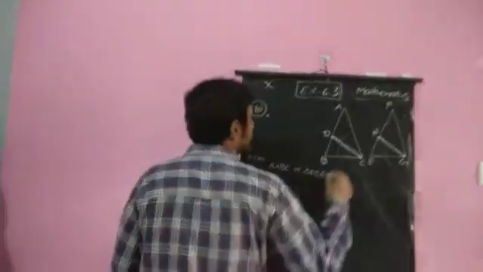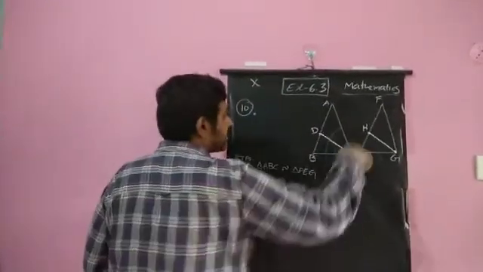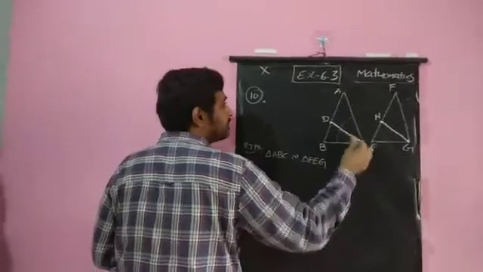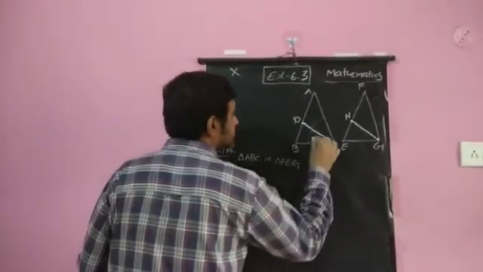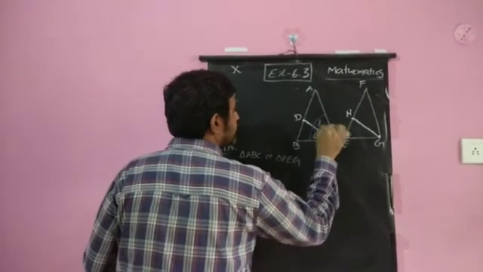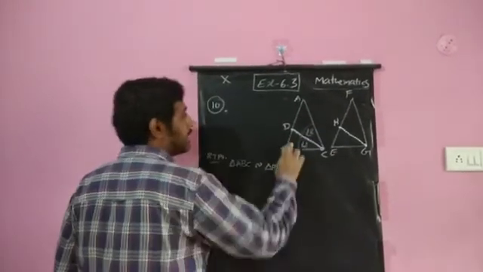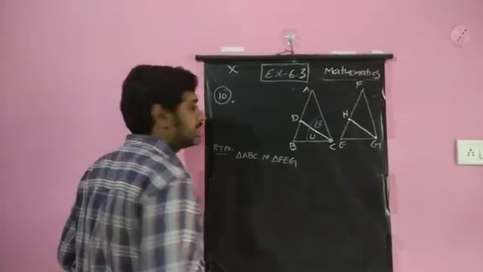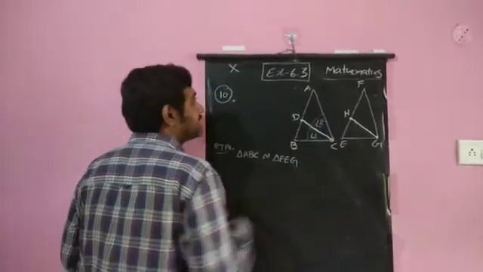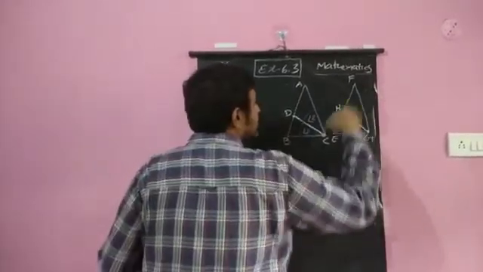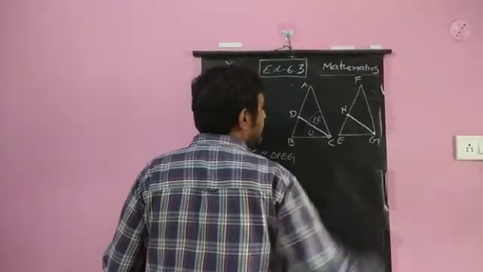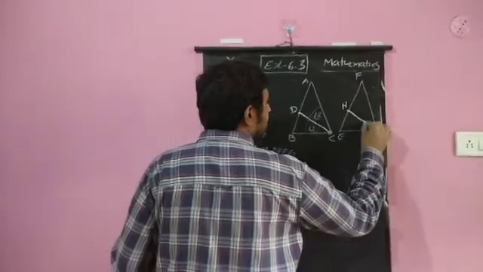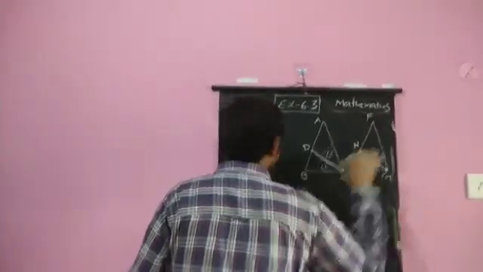In that proof, this CD is the bisector of angle ACB. That means it is dividing this full angle into two equal parts. So I will take this as angle 1 and this as angle 2. Angle 1 equals angle 2. How? That is because this CD will bisect the angle ACB. Similarly, in this triangle EFG also the same. This GH is a bisector of this angle EGF. Here also I will number this as angle 3 and this as angle 4.